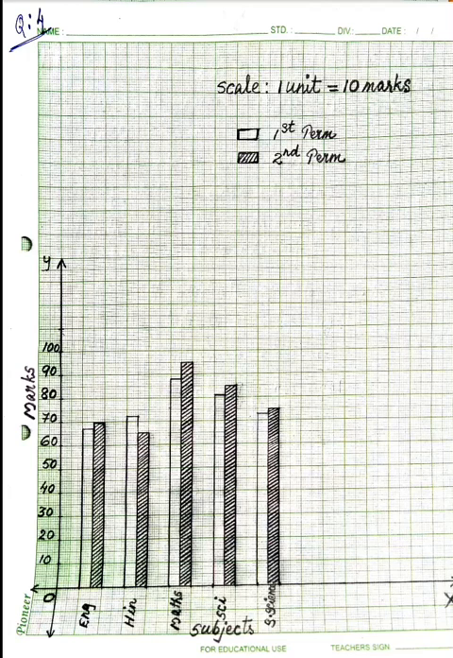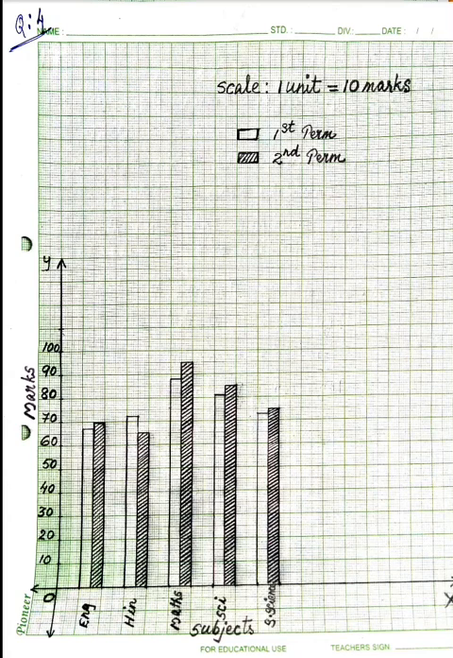Second question, in which subject is the improvement the least? Here see the graph. The difference between the heights of the first term bar and the second term bar is seen minimum in Social Science. So the improvement in Social Science is the least.